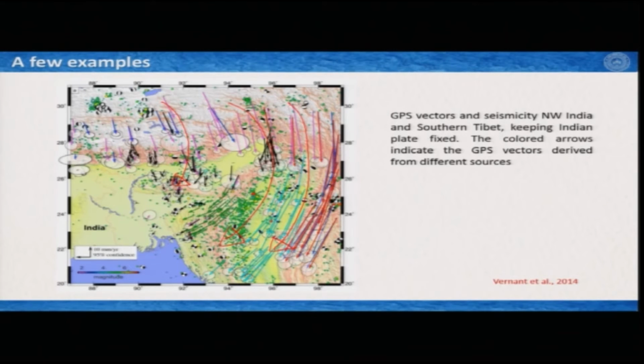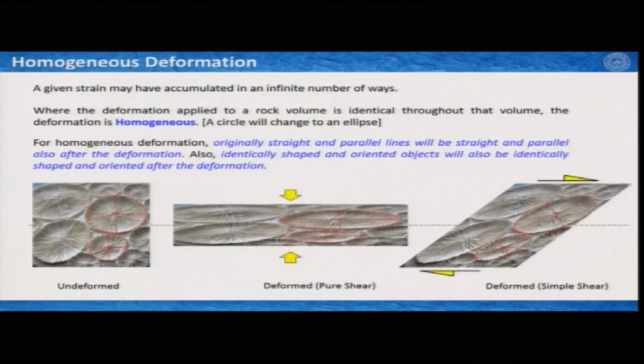So, with this background, we will move on and look at the different concepts or different aspects of deformation. The first thing we will take up is homogeneous and heterogeneous deformation. In one of our first lectures, we learned what is homogeneous and what is heterogeneous. Now, we will describe them in detail and understand them in the context of strain.